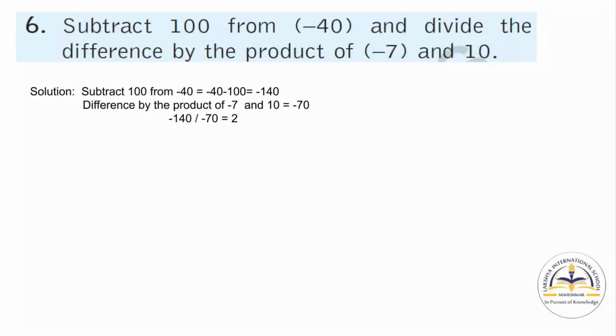Now question number 6, subtract 100 from minus 40 and divide the difference by the product of minus 7 and 10. Now the solution: subtract 100 from minus 40 equals minus 40 minus 100. The answer will be minus 140. Now the difference divided by the product of minus 7 and 10, which equals minus 70. Now we will divide 140 by minus 70. We will get our answer as 2.